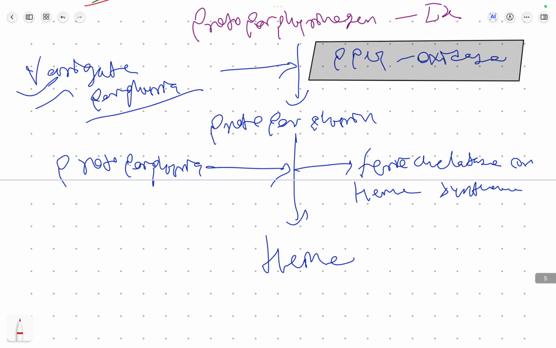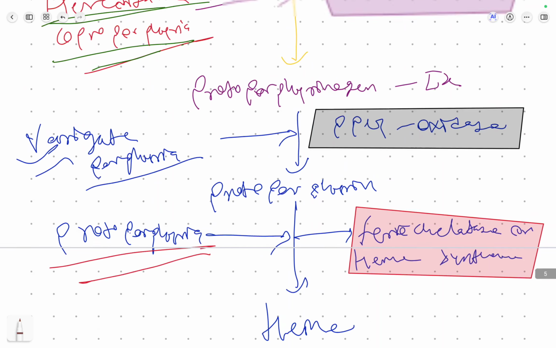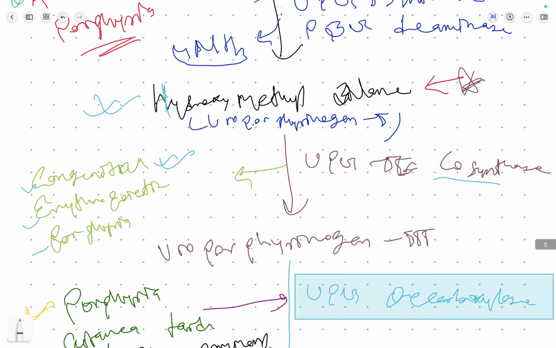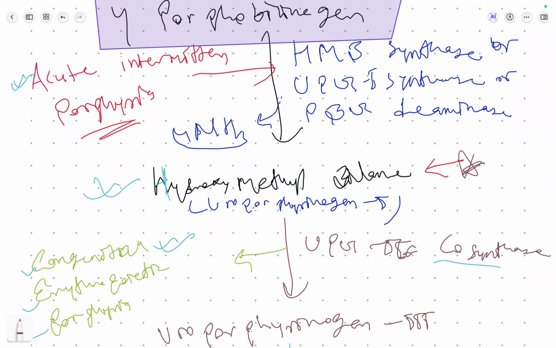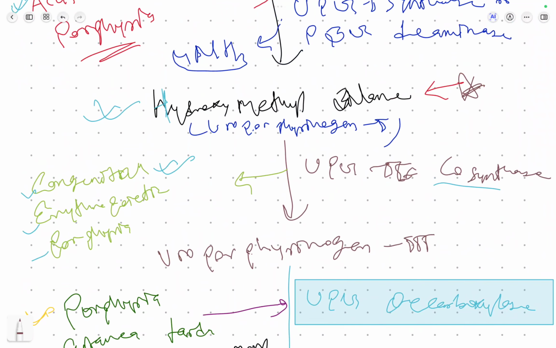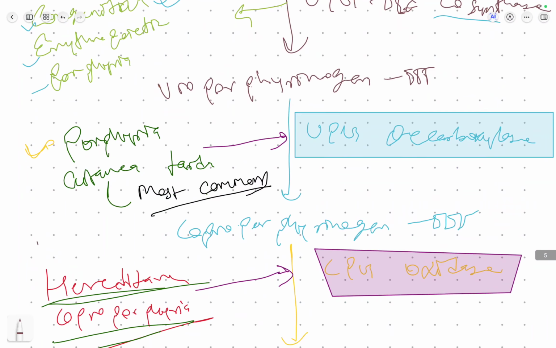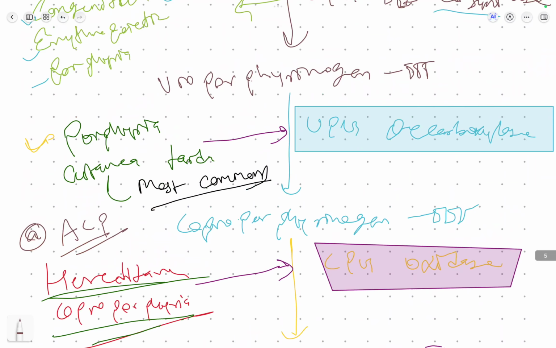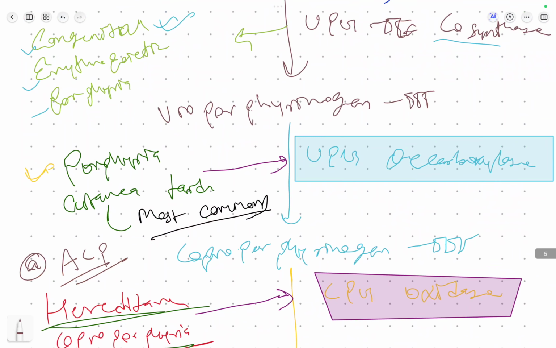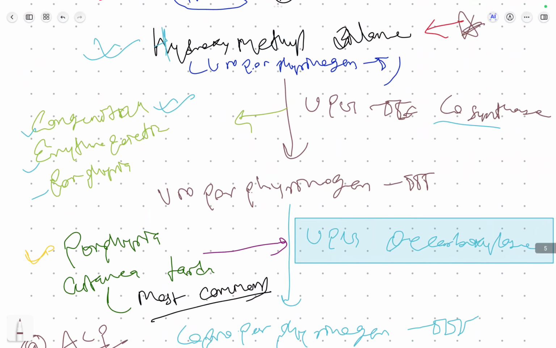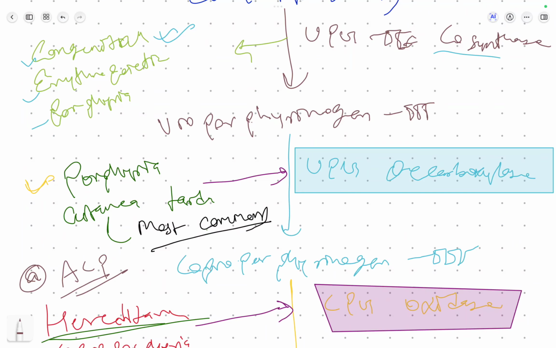All right. And if there is deficiency of ferrochelatase or heme synthase, then we are going to suffer from protoporphyria. So this is all, and I want to make you remember this. Acute intermittent porphyria, congenital erythropoietic porphyria and porphyria cutanea tarda, you can remember from the mnemonic ACP, and these are very much important.